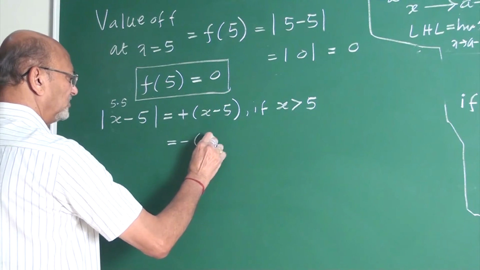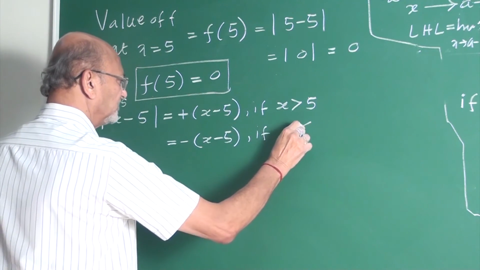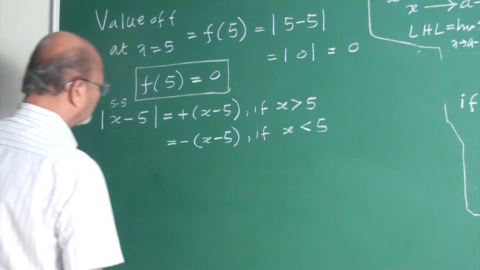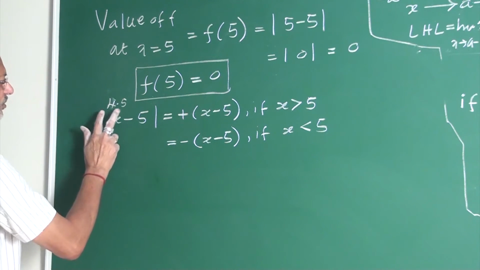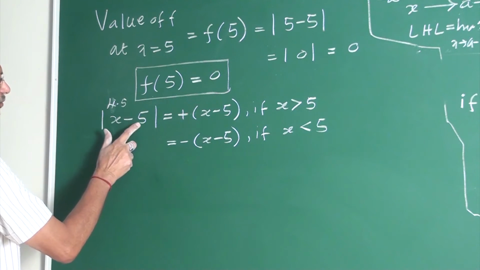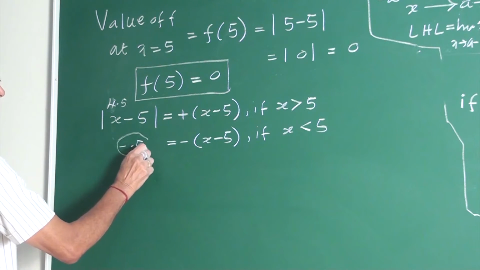Minus x minus 5, whatever it is. That is, if x is less than 5. Less than 5 means, my friend, it is 4.5. x is 4.5, minus 5 means it is minus 0.5. Minus 0.5 is a negative number.